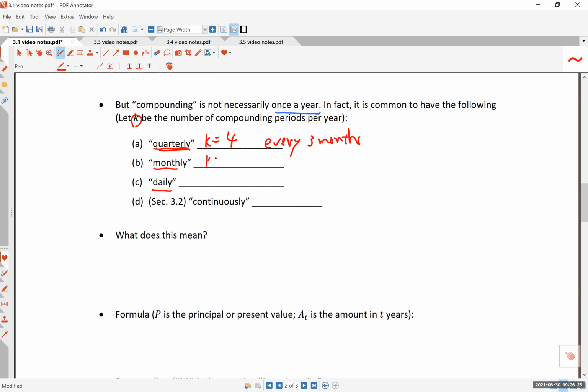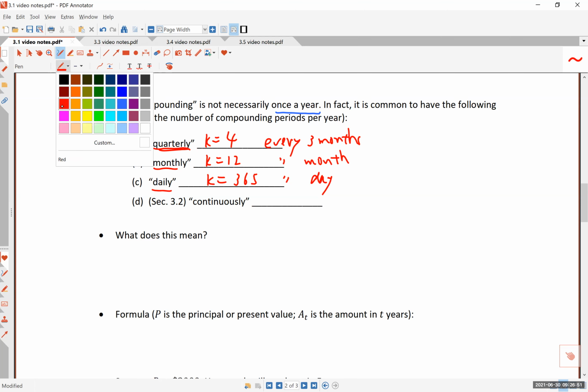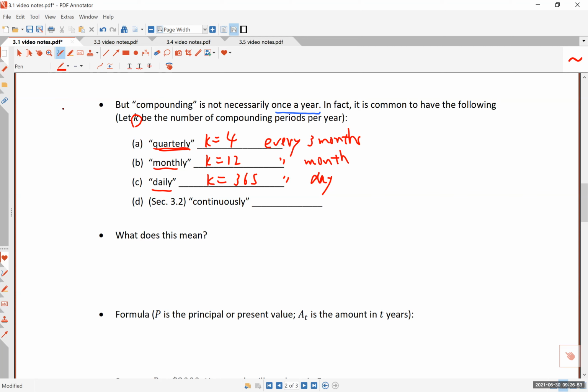Monthly, of course, means K is 12, and so this is every month. And this is typical, right? Most of you have a bank statement coming to you every month, and they will calculate interest every month. Daily is also possible, not as widely used, but K is 365, and that means every day they calculate how much you get. And in some financial sectors, this is the standard.